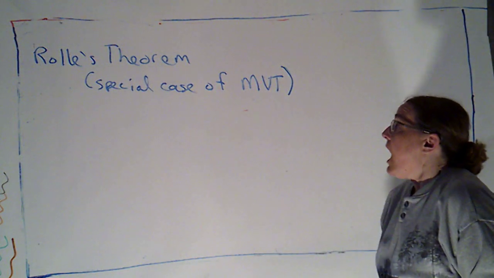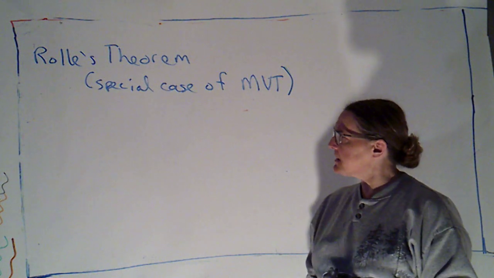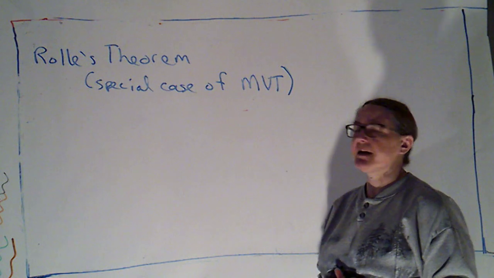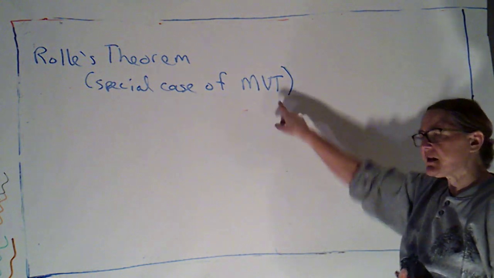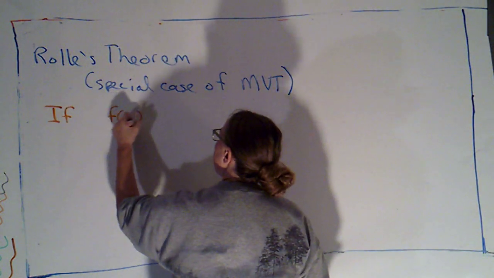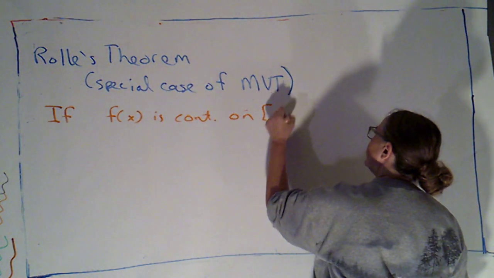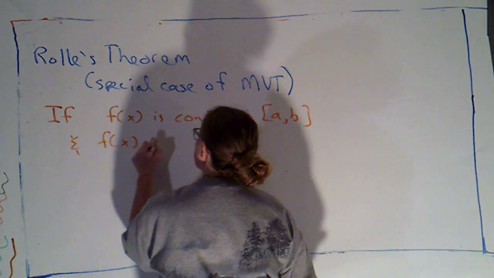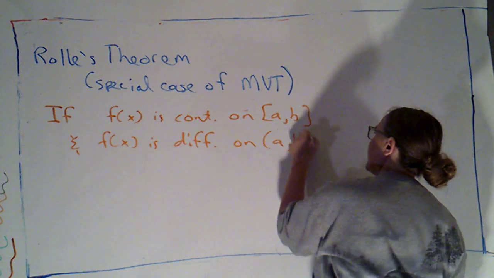Okay. All right. Now, section 4.2, which is the section we're in, is sort of a standalone section. There are a bunch of important theorems in calculus, and it puts a bunch of them in here. So the next theorem is Rolle's theorem. It's actually a special case of the mean value theorem. So it states this: if f of x is continuous on the closed interval from a to b, and f of x is differentiable on the open interval from a to b.